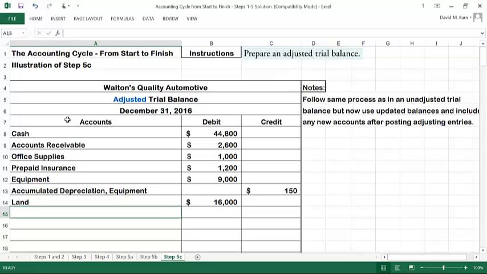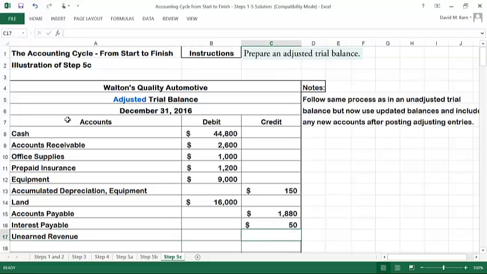Now we can get to our owner's equity. Excuse me, liabilities first. So let's see what we have there. The first one we have would be our accounts payable, $1,880 on the credit side. Then we have our interest payable. We have that as a new account after our adjustments. Interest payable was for $50. Then we have our unearned revenue, and that was a credit balance of $1,400.